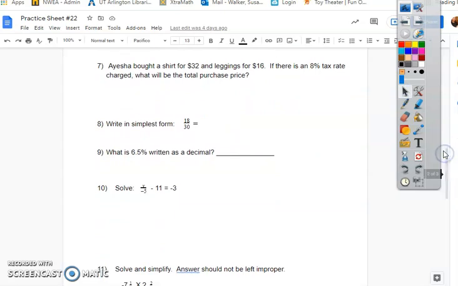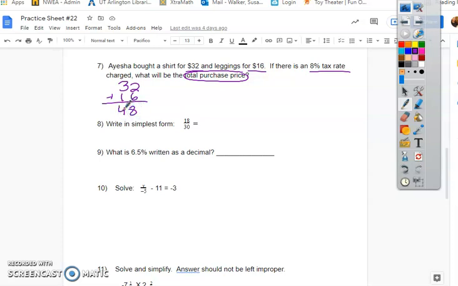Number 7 says, Aisha bought a shirt for $32 and leggings for $16. If there is an 8% tax rate charged, what will be the total purchase price? So we do not just want the tax, we want the total purchase price, meaning all of this plus the tax. Hopefully we know we're going to start by adding the 2 items, the shirt and the leggings. So this looks like it's $48.